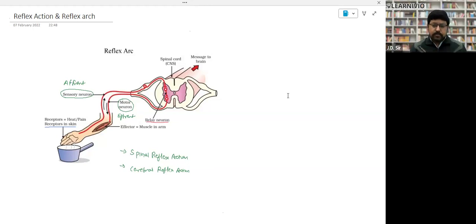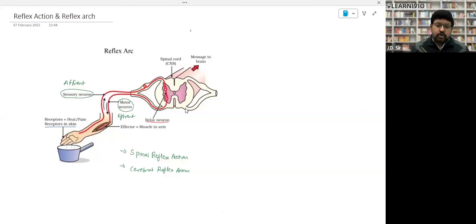Why? I touched a hot object, and I just pulled my hand. This was the reflex. Here, the message did not reach our brain. That's why you must have felt that whenever we touch any hot object, first we pull the hand, then after a few seconds we feel the pain of burning. Right? Why? First we pull the hand, this message did not reach the brain. Then after some time, when this message reaches the brain, we feel the pain.